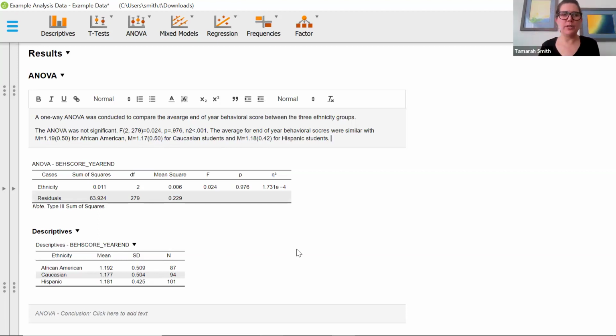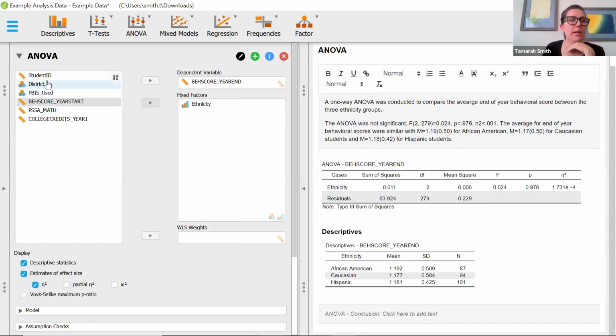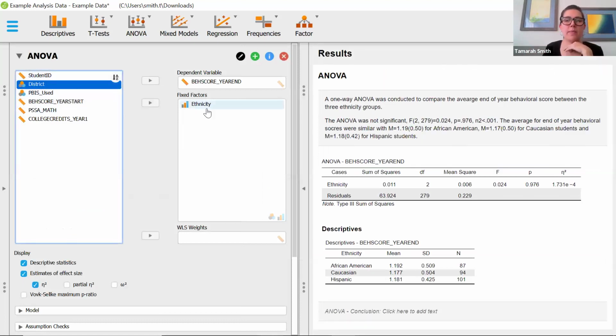All right, shall we take it up a notch? Of course we should take it up a notch. Let's shift it up to what we would call a two-way ANOVA. Okay, and in the two-way ANOVA, we're going to add a second independent variable. Great. Here we go. We're going to say district.